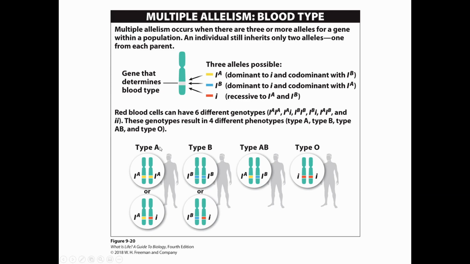Type A has 2 possible genotypes for it. You can be homozygous for IA, or you can be IA little i. Remember that the IA will mask the little i. We're following a simple dominant recessive relationship there. And we see the same setup for type B. You can be homozygous for IB, or you could be IB little i, where the IB masks the little i. For type AB, there's only one possibility with IAIB, and type O has only one possibility with little ii.